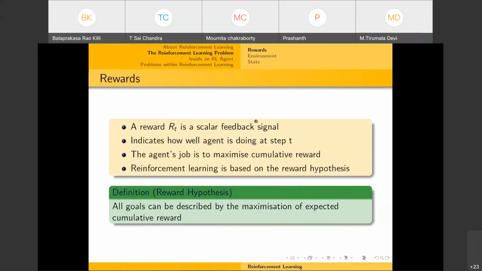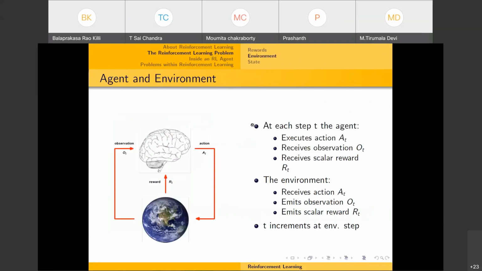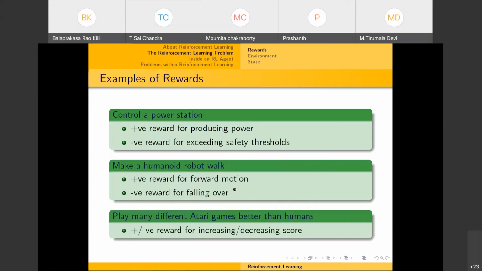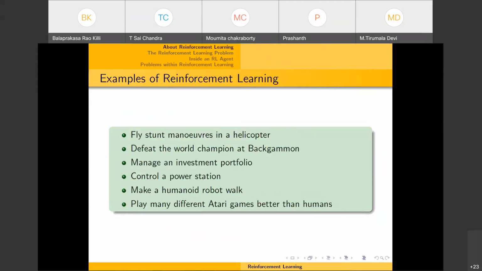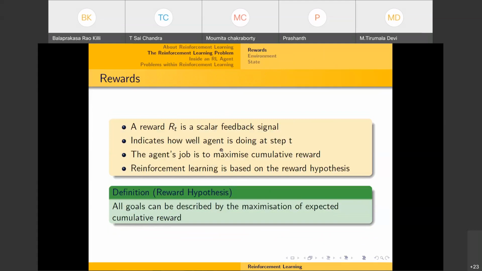So I have shown you one figure. There I have simply said we have agent, we have environment. Agent picks actions and then environment returns reward and observation. What is this reward? All these things now we'll see. So what is this reward? Basically, reward is like a feedback signal. So reward is a scalar value, something like 20, plus 20, minus 20, plus 15.5. It is a single value, that's all.